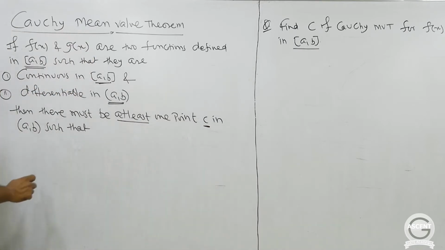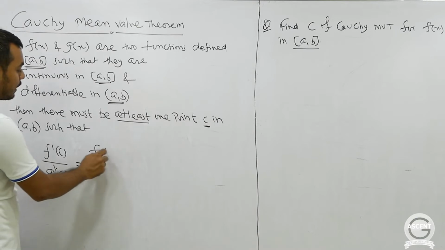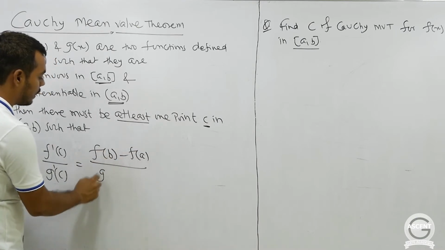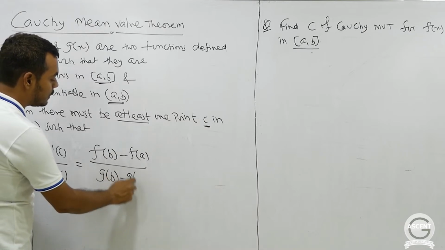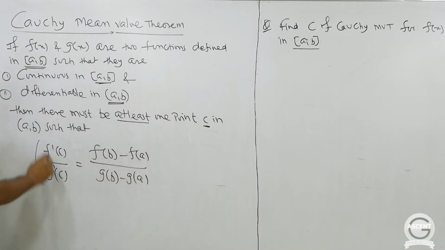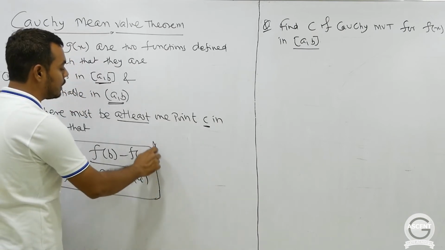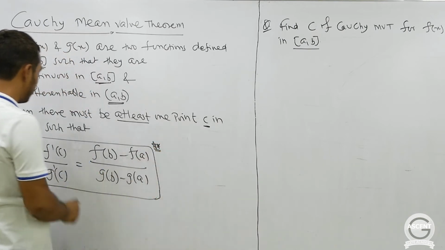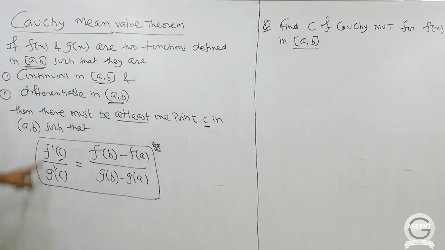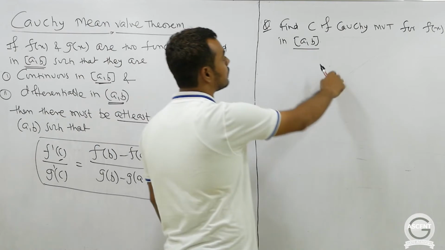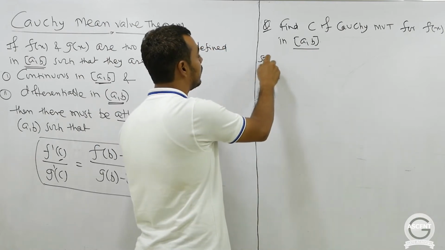open interval (a, b) such that f'(c) by g'(c) equals f(b) minus f(a) by g(b) minus g(a). So this theorem is called Cauchy mean value theorem. Now with the help of one problem, we'll see how to find the value of this c for given functions f and g. Okay, so our problem is to find the value of c for Cauchy mean value theorem.